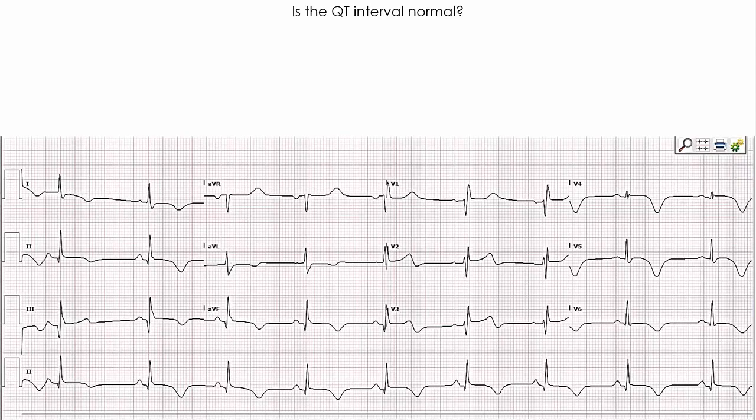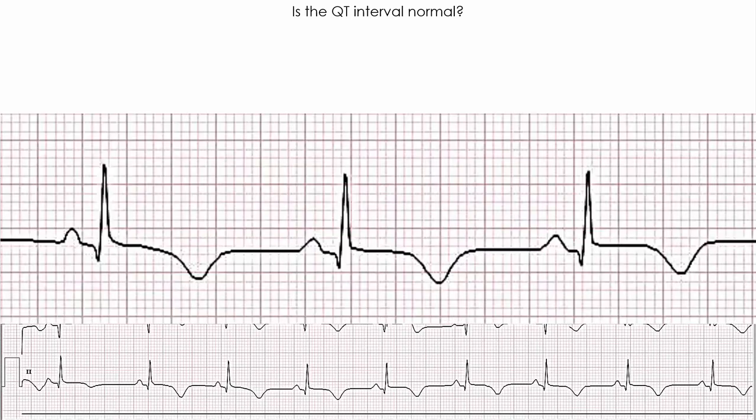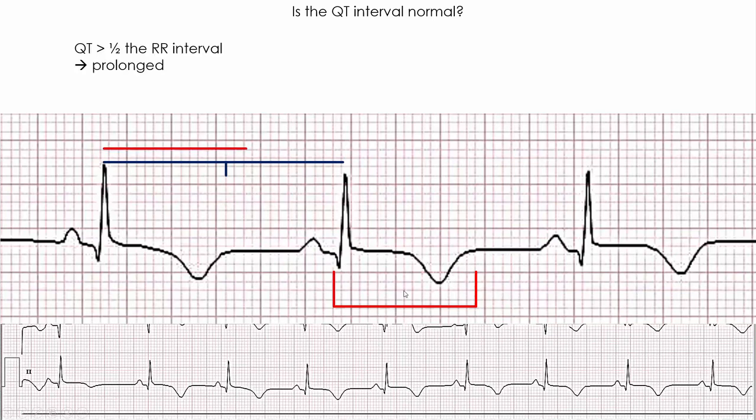Alright, so what is the QT interval in this ECG, and is it abnormal? Well, I've blown it up for you. So again, to get us out of doing some square roots, we're going to compare the QT interval with the RR interval. Alright, so there they are highlighted here. And if the QT interval, as it is in this case, is longer than half the RR interval, then that's probably abnormal. Okay, and in this case it is abnormal.